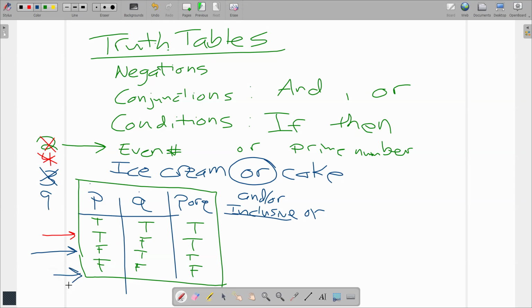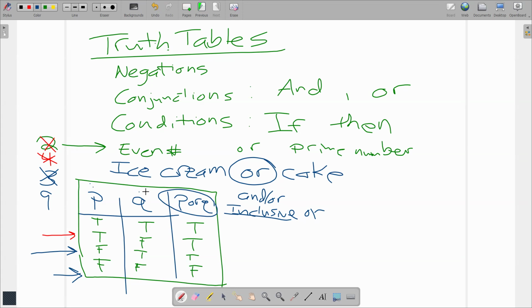And it doesn't matter whether I'm talking about cake or ice cream, even or prime, or any other things you try to connect with or. This is always the structure of how P or Q is related to P and Q individually. So the truth table tries to whittle it down. For any things we try to connect with or, what's the end truth or falseness based on what we know about each one? And the cool thing about logic is, doesn't matter what P and Q are, this is the way it always has to flow. And so that is the truth table for an or statement.